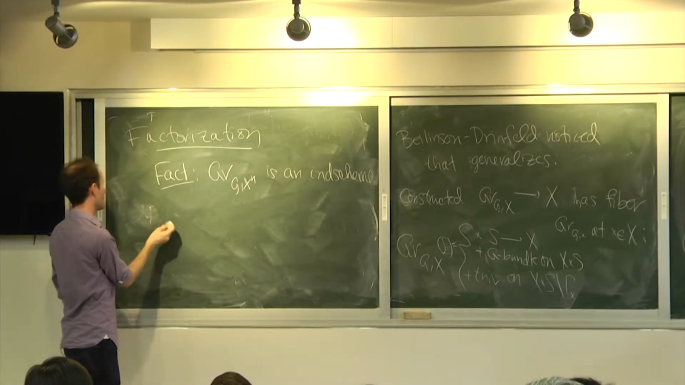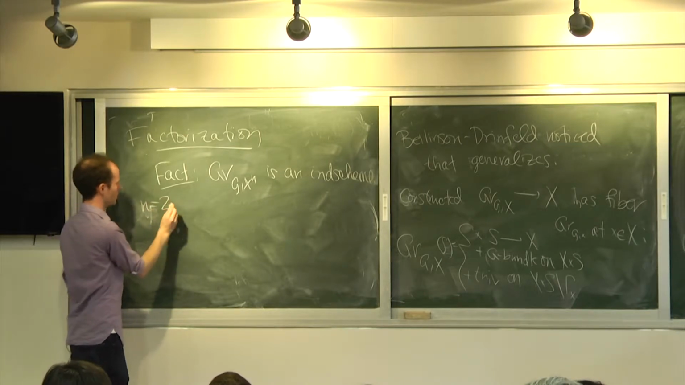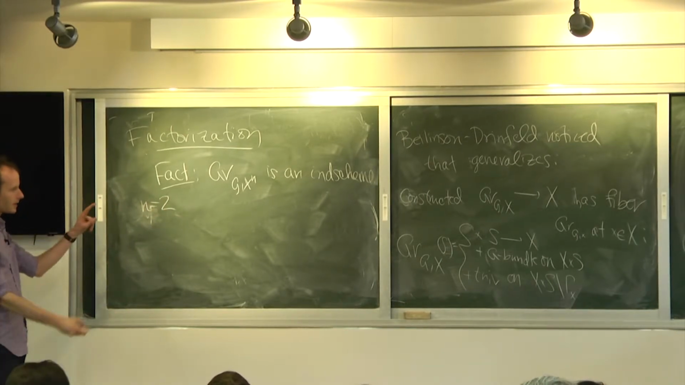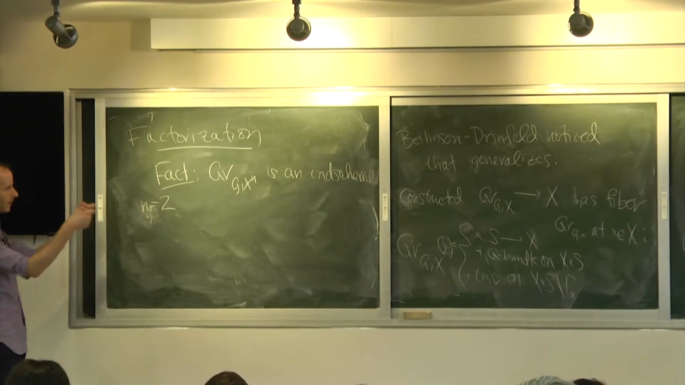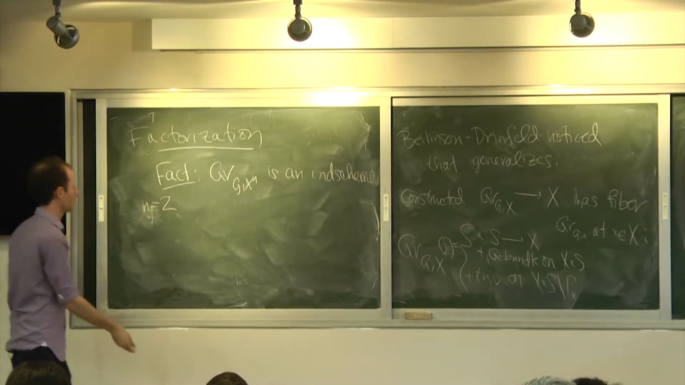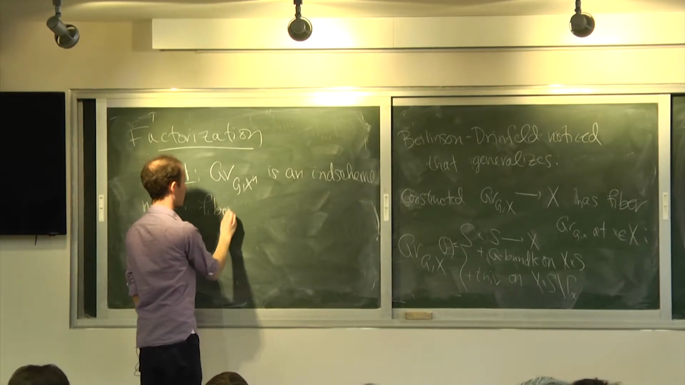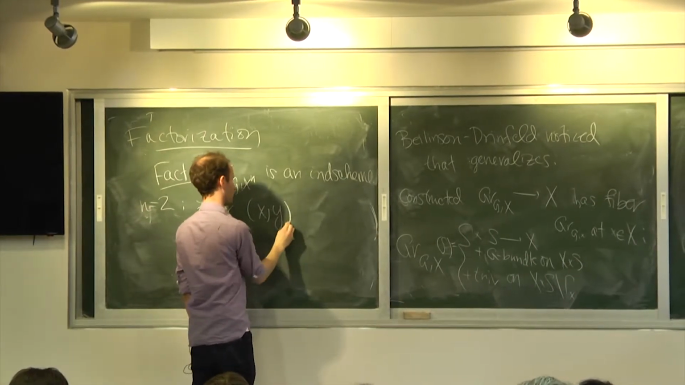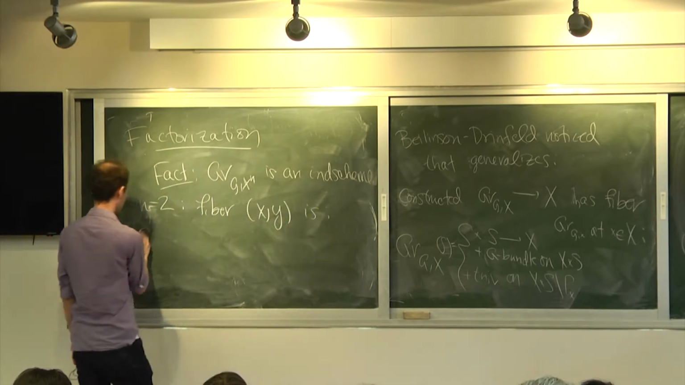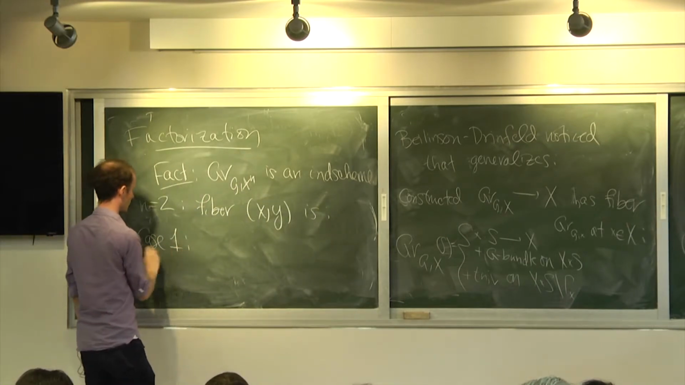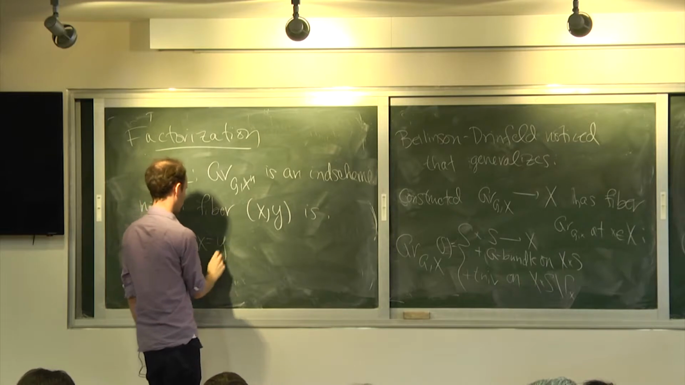And how does this thing look? So let's say n is equal to 2. So we understand the n equals 1 case. The fibers just look like copies of the affine Grassmannian at the given point. So for n equals 2, what's the fiber at a point (x, y)? So there are two cases. The first case is that x is equal to y.